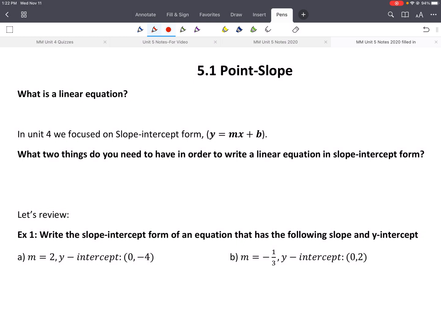All right. In Unit 4, we focused on slope-intercept form of a linear equation. This was y equals mx plus b. So what are two things that you need in order to write a linear equation in slope-intercept form? Well, these are the two things we would need, is what m is and what b is. And just a reminder that m is the slope, so we need to have the slope, and b is our y-intercept. So to write a linear equation in slope-intercept form, those are the two things we would need. So let's do a quick review.